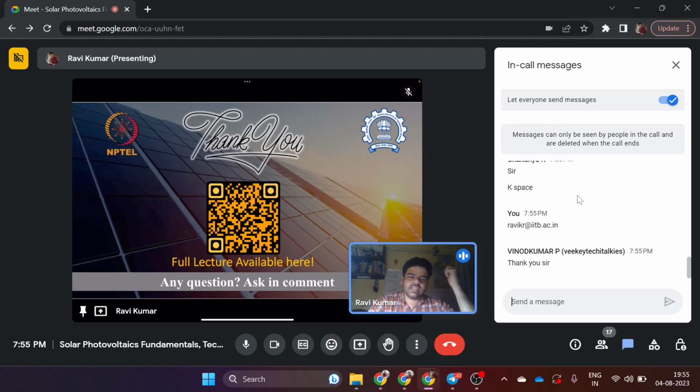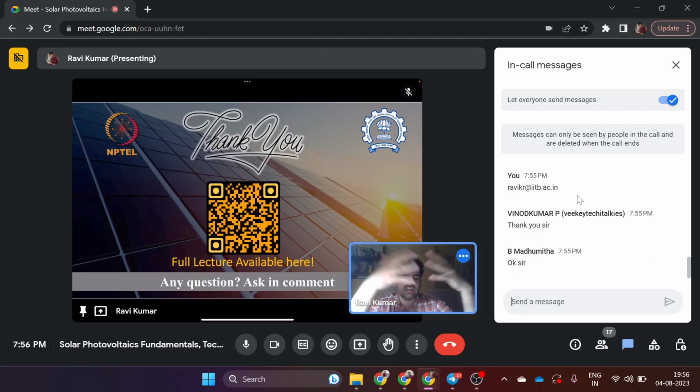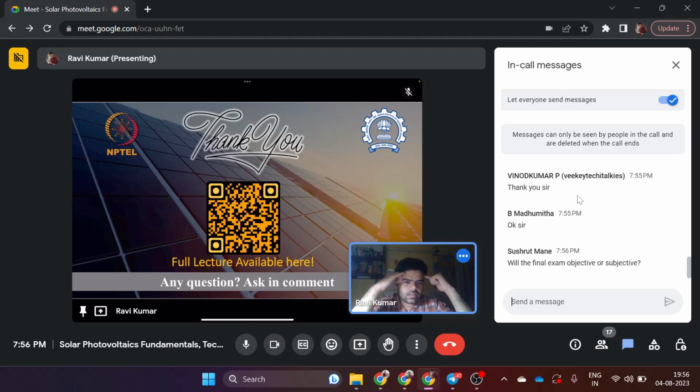K space, Chaitanya, I told you, K and energy space, it's energy versus wave number, or potential energy. It's an abstract concept. Will the final exam be objective or subjective? It will be objective only, like your assignments.